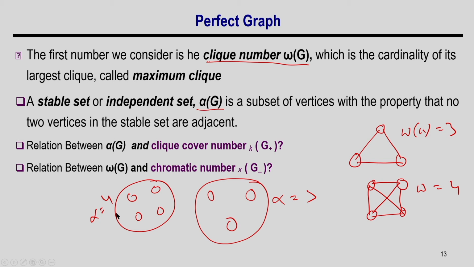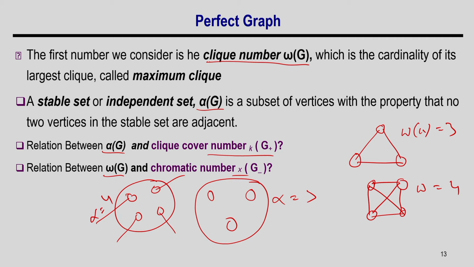Now, let us try to understand the relation between alpha and the clique cover number, which is k of the G plus the graph, and the relation between omega and the chromatic number chi of a graph G. Try to understand one point here. If there are 4 nodes in an independent set in a graph, what does it mean? They cannot form any clique. So, they must go into different cliques, because you cannot have a clique considering them.